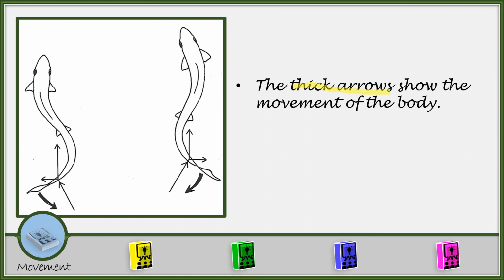The thick arrows show the movement of the body. The thick arrows that we are talking about are these ones here. They show the movement of the body. And this part of the body is the tail. This one is moving in this direction, and this tail here is moving in this direction.